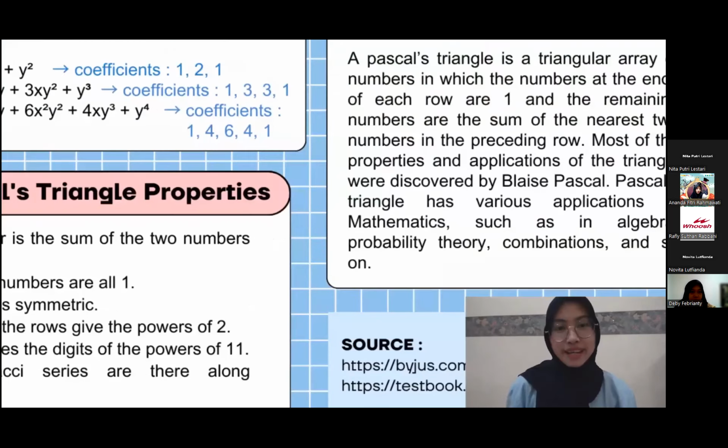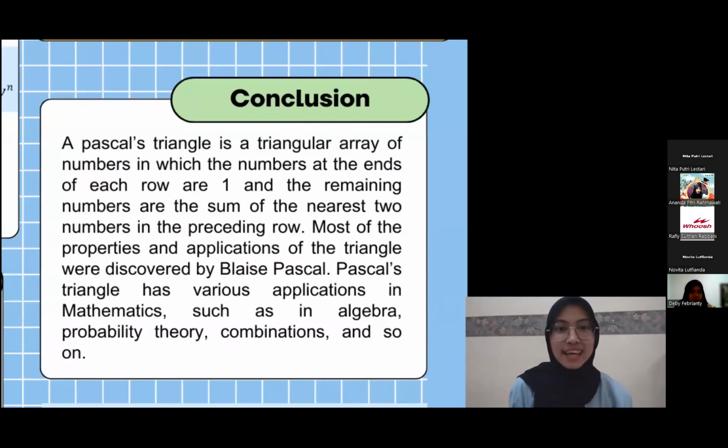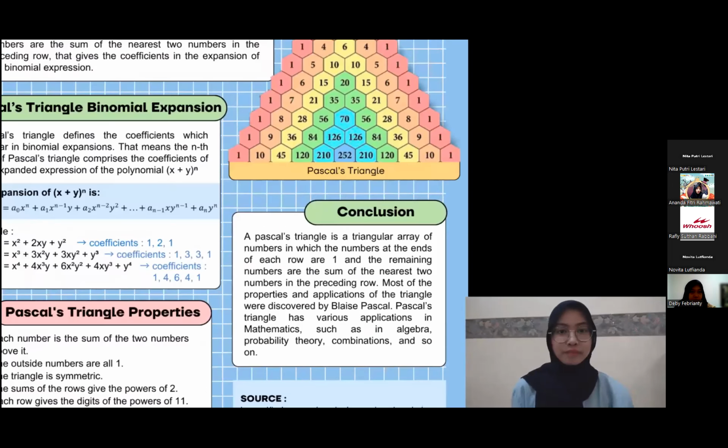Okay, based on the material I have presented, it can be concluded that a Pascal's triangle is a triangular array of numbers in which the numbers at the end of each row are 1, and the remaining numbers are the sum of the nearest two numbers in the preceding row. Most of the properties and applications of the triangle were discovered by Blaise Pascal. Pascal's triangle has various applications in mathematics, such as in algebra, probability theory, combinations, and so on.